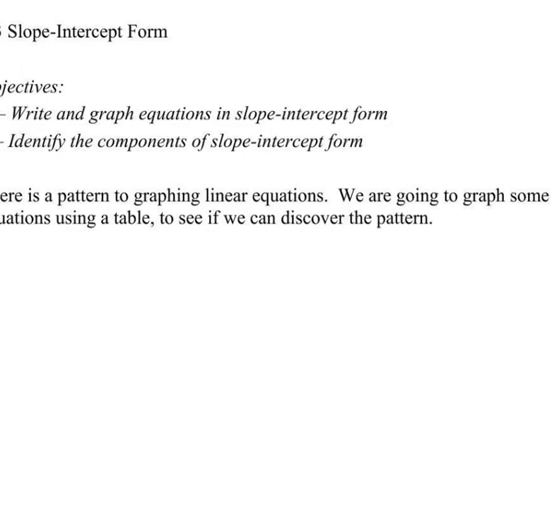Section 5.3 moves away from direct variation and gets into what we call slope-intercept form. There's actually several forms of equations that we're going to learn about. The first one, probably the easiest one to learn about, that's why it's first, is slope-intercept form. There's a pattern to graphing linear equations that we're going to discover.